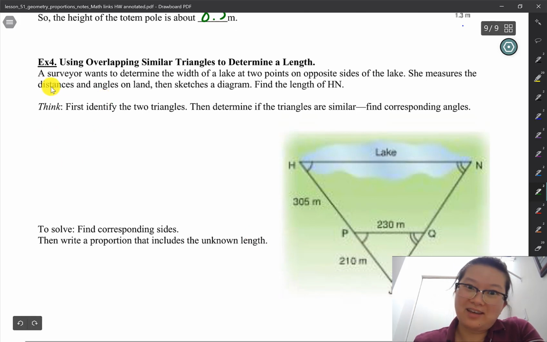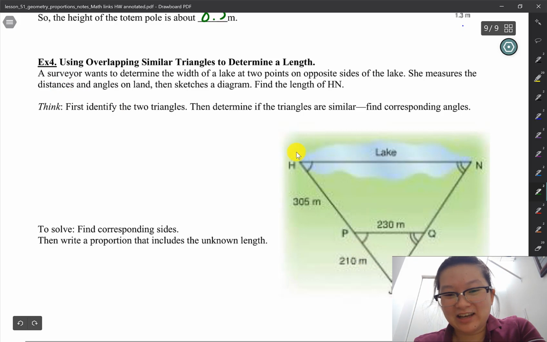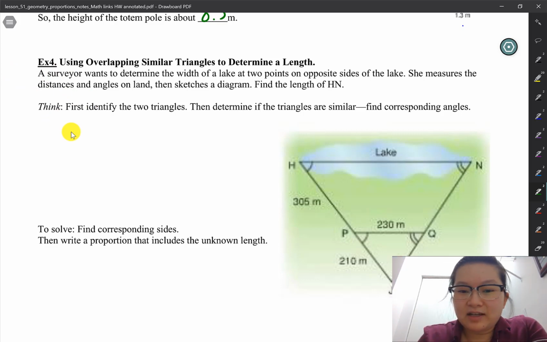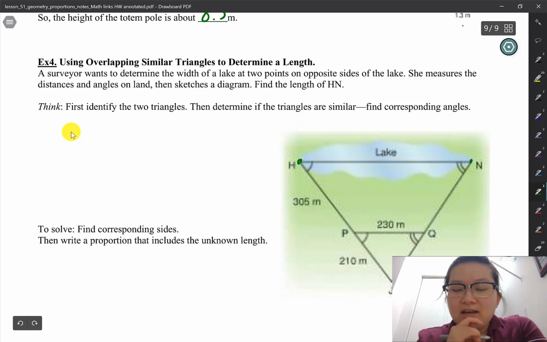So a surveyor, hey, this is kind of like what we were talking about before in that first video we showed you, assuming YouTube didn't cut it out for me. Using overlapping similar triangles to determine the length is good for surveying the land, especially if you don't want to take a meter stick and measure it, or measuring tape. So here, we want to determine the width of a lake at 2 points on opposite sides of the lake. So that's going to be H and N. She measures the distance and angles on land and sketches a diagram. Find the length of HN.